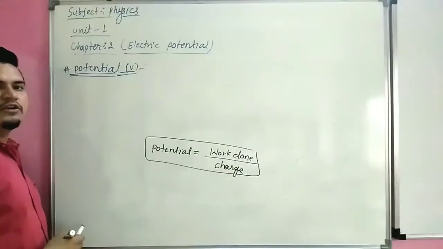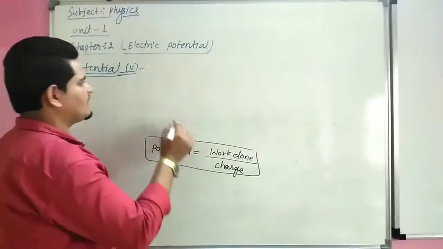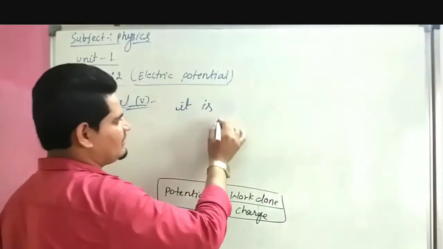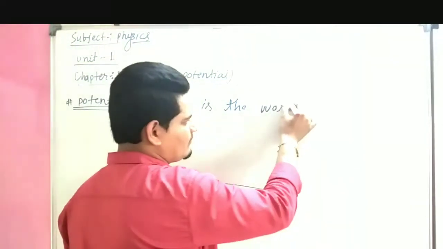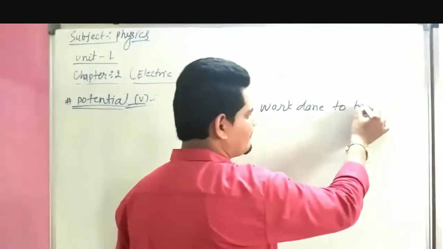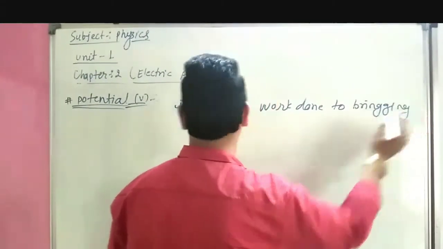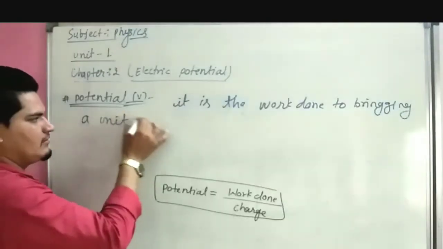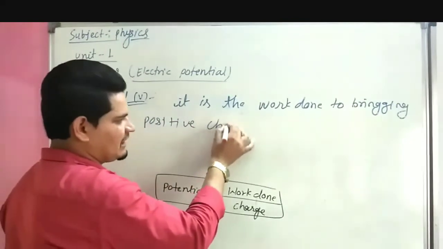Definition of potential: the work done in bringing a unit positive charge. Potential is the work done to bring a unit positive charge.